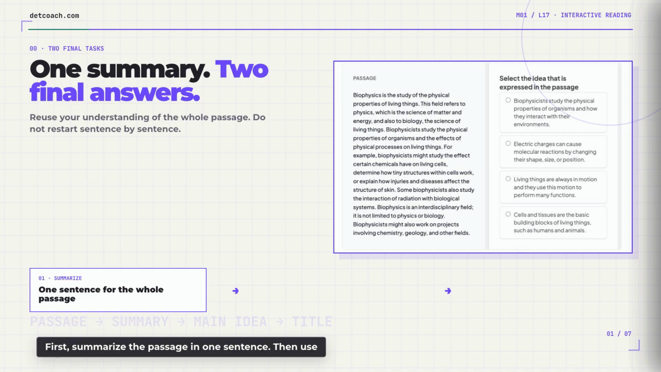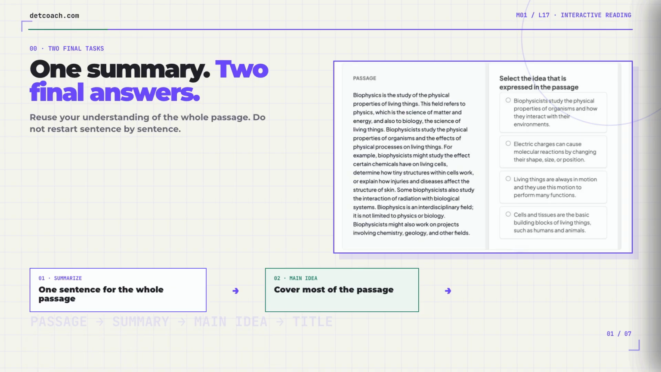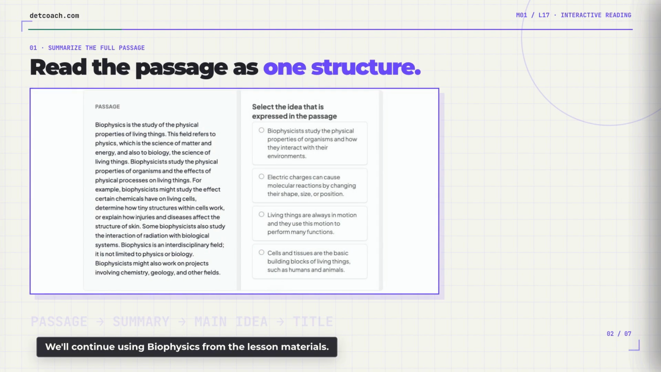First, summarize the passage in one sentence. Then use that summary to answer the main idea and title questions in sequence. The main idea option must cover most of the passage. The title must accurately capture the subject and overall direction of the text. We'll continue using biophysics from the lesson materials.